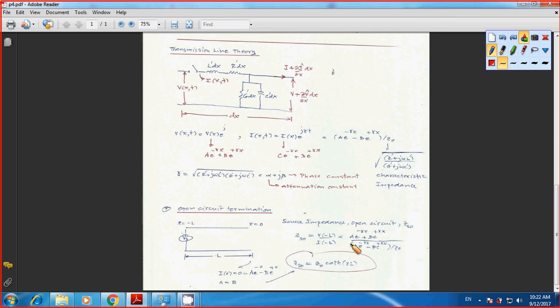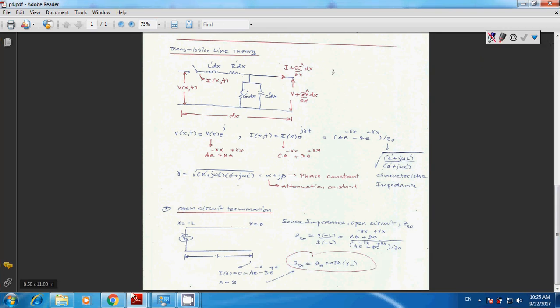And then you work on math. Looking for Z_oc equal to V at x equal to negative L over I at x equal to negative L, what happens is that you just pick up the equation for V, so it becomes A exponential positive gamma L, right? Because you plug in x equal to negative L, negative and negative just give you positive. And the second term you have is B exponential negative gamma L. And you work on math, you will find that finally it will give you Z_oc equal to Z0 cotangent of gamma L.